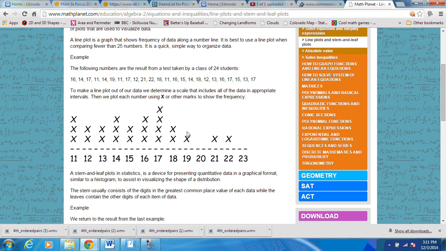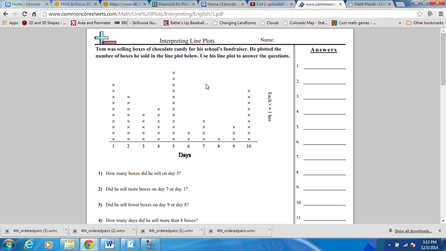A lot of people scored 17, and a lot of people scored below 17. So you can just pick up information like that looking at a line plot. I have a good old trusty dusty line plot worksheet here that asks you some questions. It says, Tom was selling boxes of chocolate candy for his school's fundraiser. He plotted the number of boxes he sold in the line plot below. Use his line plot to answer the question.